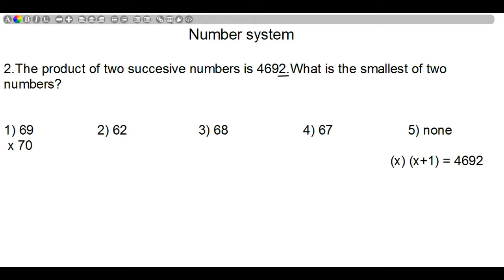And 69 into 70, that means one number ends in 9, the other number ends in 0. We know that their product will end with 0. But the given product here ends with 2. So very clearly, option number 1 cannot be the answer.